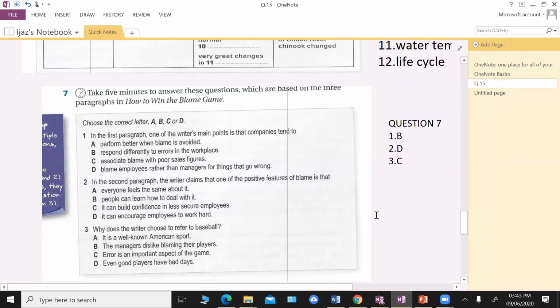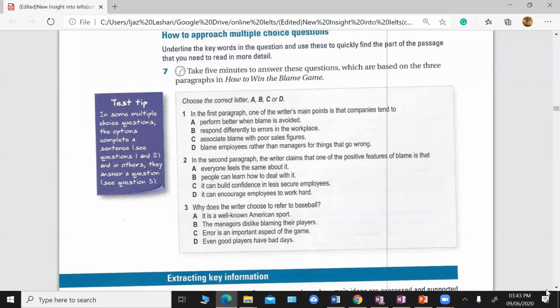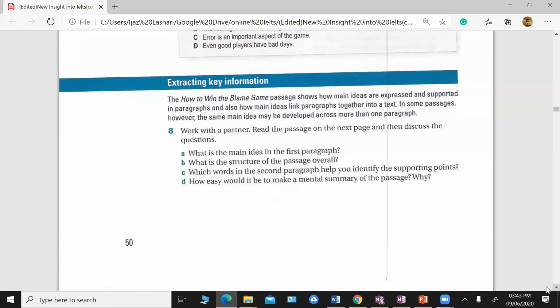After that, we will look at question number 8 from the book. Question number 8 says, work with a partner, read the passage on the next page, and then discuss the questions. The passage on the next page is about going digital. I'm sure you must have read the passage as it was given to you as a homework assignment.